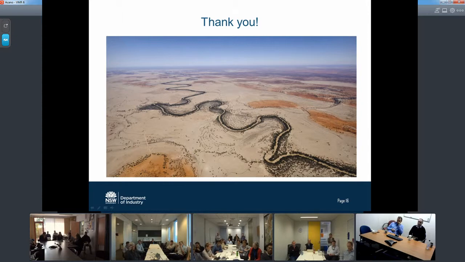So in some cases, we can turn the tap on and add more water, but you won't see the recovery of particular taxa simply because the geomorphology is not in place to support those species.